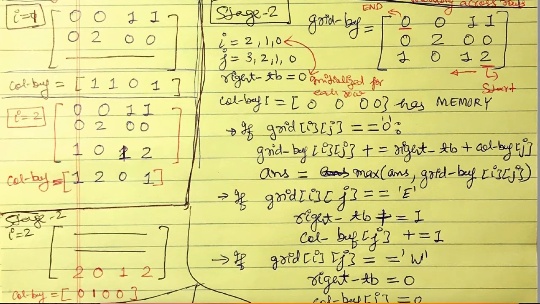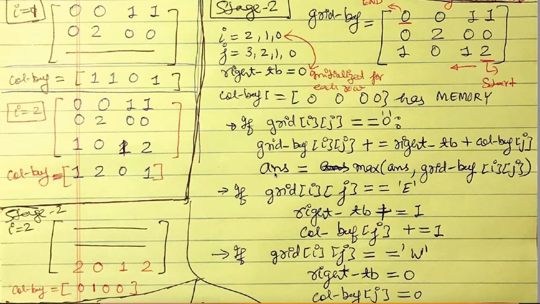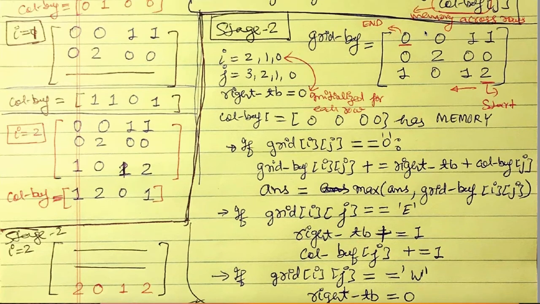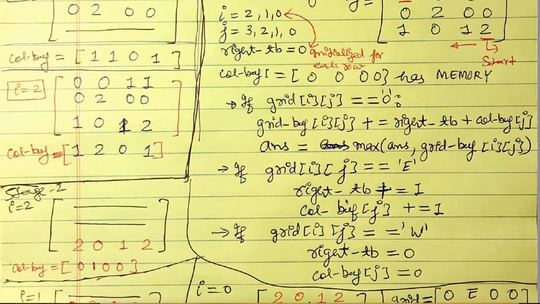So if it is 0, we add both of them like we were doing earlier, and now the answer, which is the maximum number of enemies killed, is given by the maximum of the previous answer and the current grid value. This is saying that basically the answer is the maximum of all the values in the grid, but in this way we don't have to store all the values of the grid buffer.